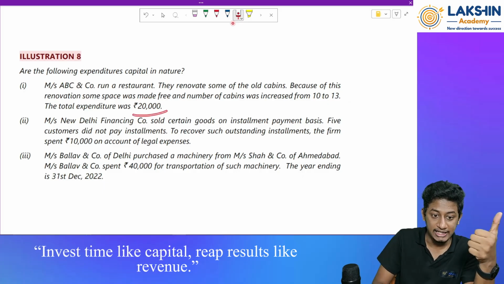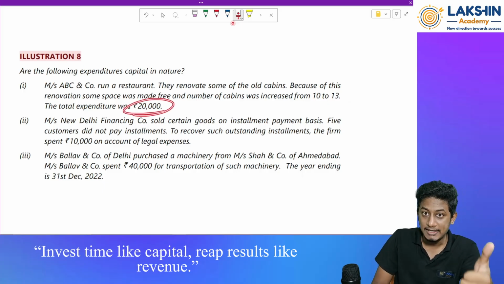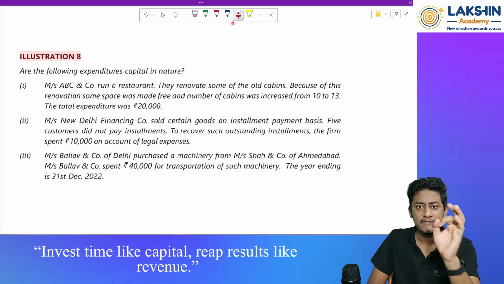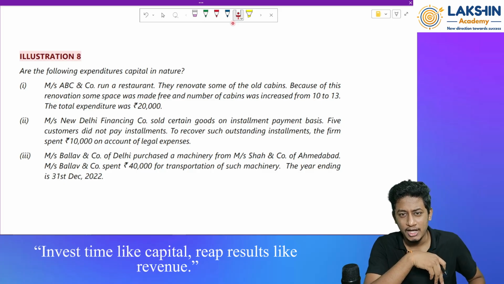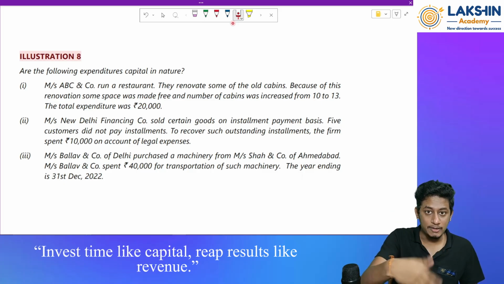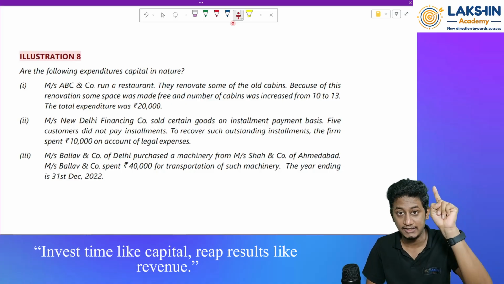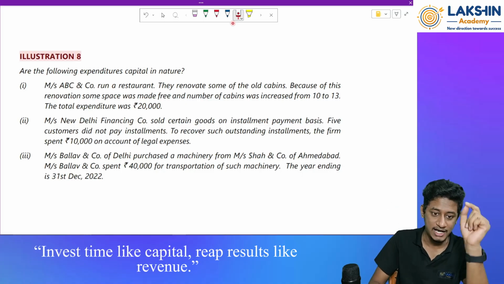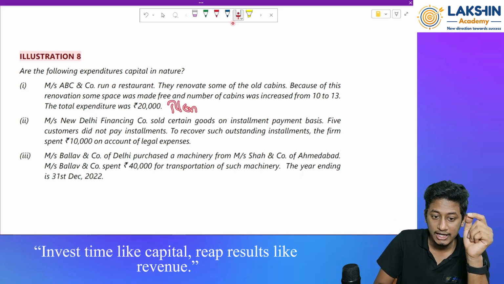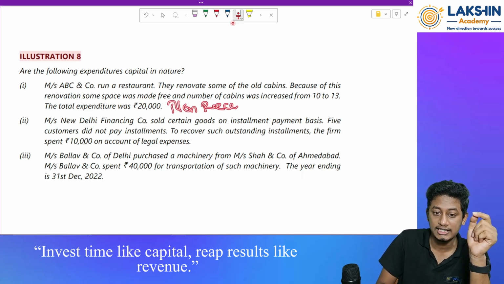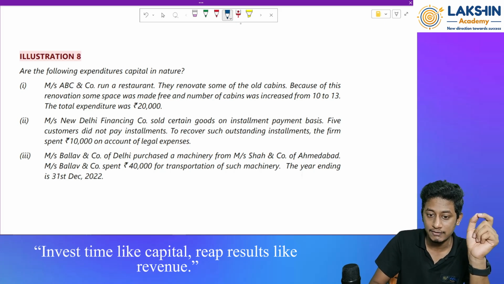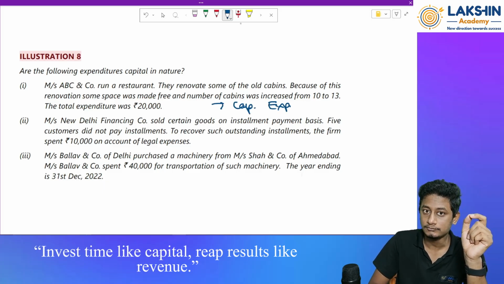And secondly, this expenditure whatever I have incurred on renovation, will I incur it on a regular basis? Will I renovate the space on a regular basis? Again and again I will put renovation here, renovation there. Will I do that? No sir, it will be a one time expense. Because of that, this is a non-recurring expense. So this will be a capital expenditure. Clear? It's giving me a long-term benefit. It is a non-recurring expense.